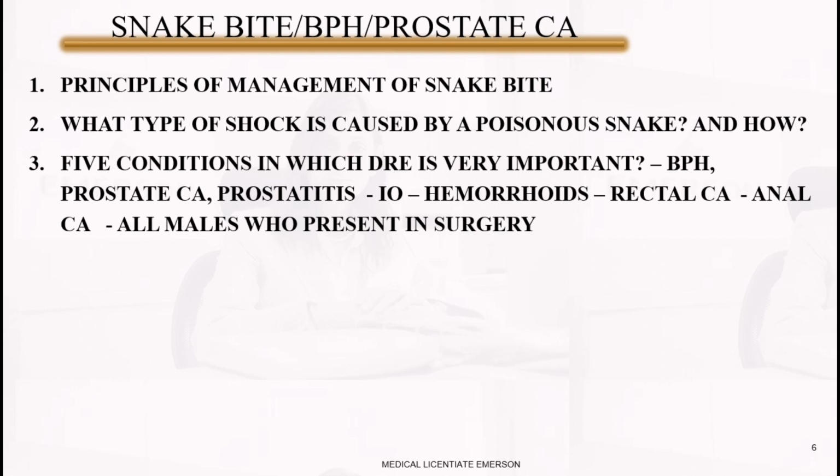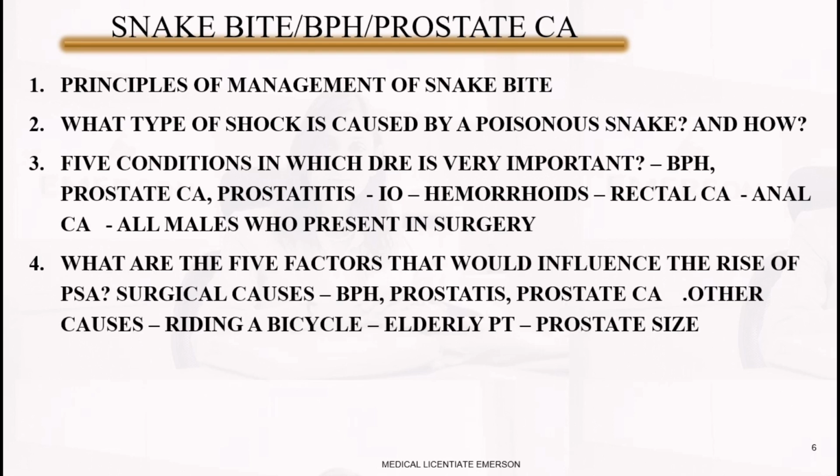So BPH, prostate, prostatitis, IO, hemorrhoids, rectal CA, anal CA, then of course all males who present in surgery. And there is even a famous quote where they say there are only 2 contraindications for not doing DRE: either you don't have a finger or the patient doesn't have an anus. So those are the 2 contraindications why you shouldn't do a DRE. Okay.